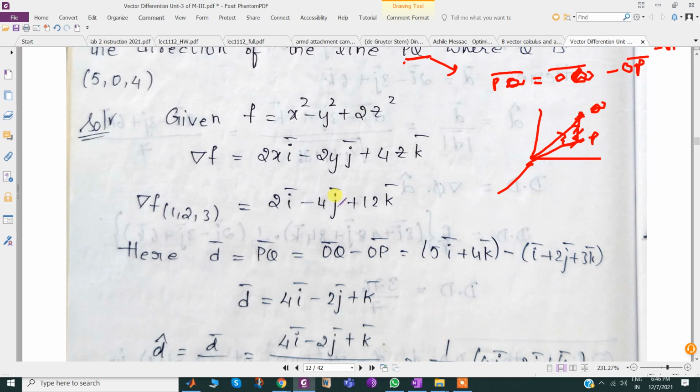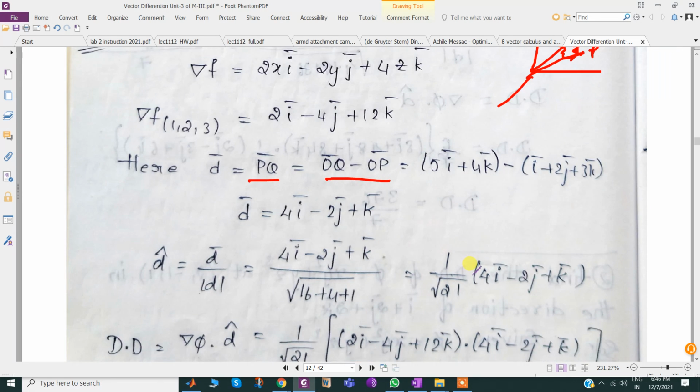Now, accordingly, the D bar is equal to PQ bar. PQ bar is equal to OQ bar minus OP bar. The point can be represented as a vector like this: 5, 0, 4 can be written as 5I bar plus 0J bar plus 4K bar, minus P, which is a point on the surface. So 1, 2, 3. That means 1I bar plus 2J bar plus 3K bar.